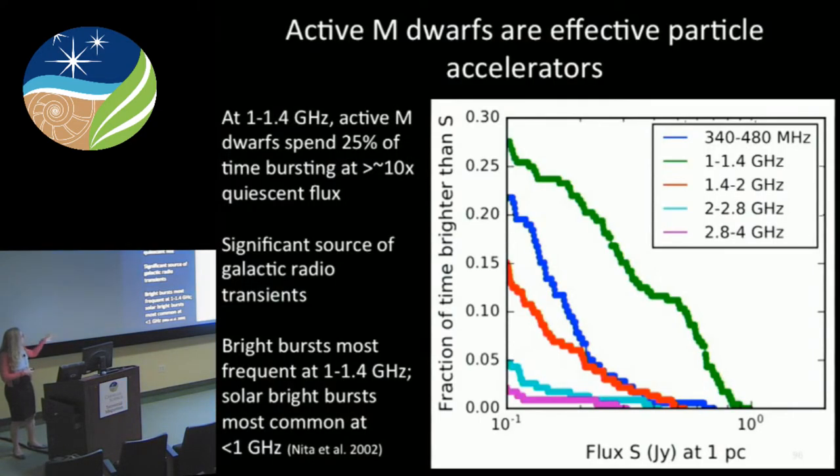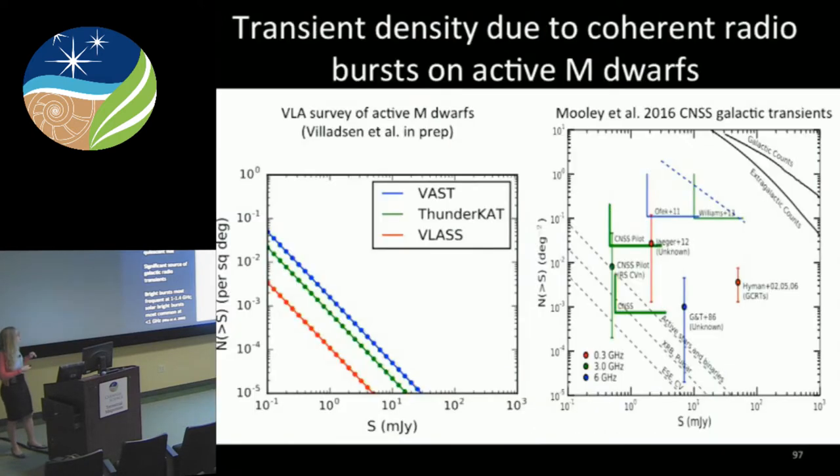I'm going to skip this other than saying that in L band, 1 to 2 gigahertz, or 1 to 1.5 gigahertz, these stars are producing luminous coherent bursts 25% of the time, which actually makes them a significant source of transients for radio transient surveys at these frequencies.